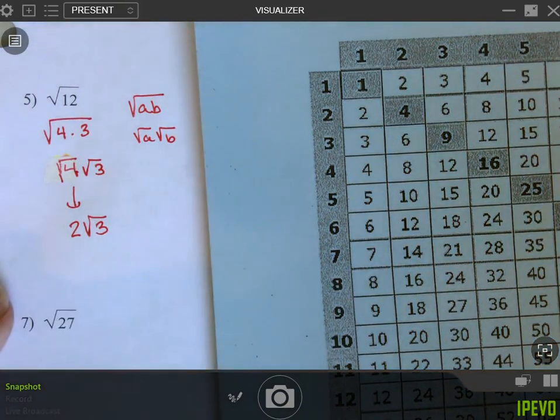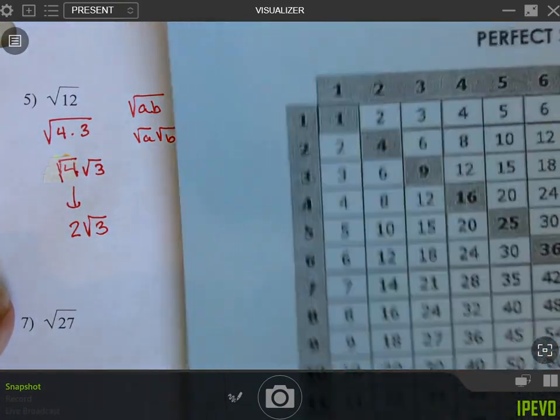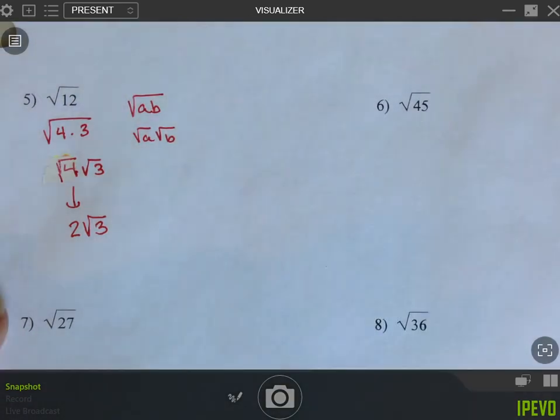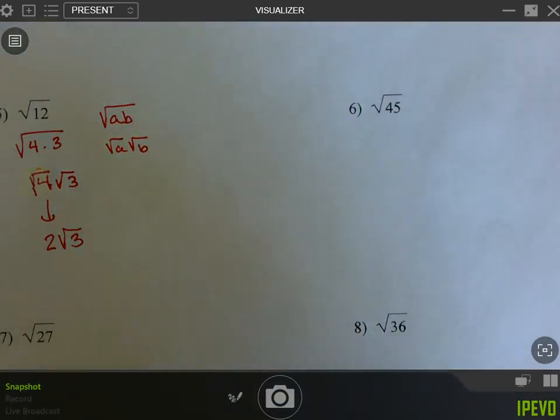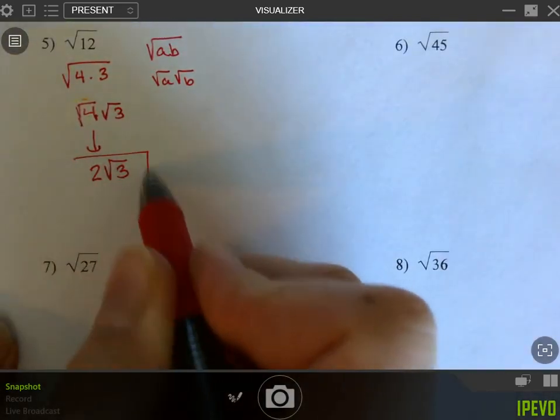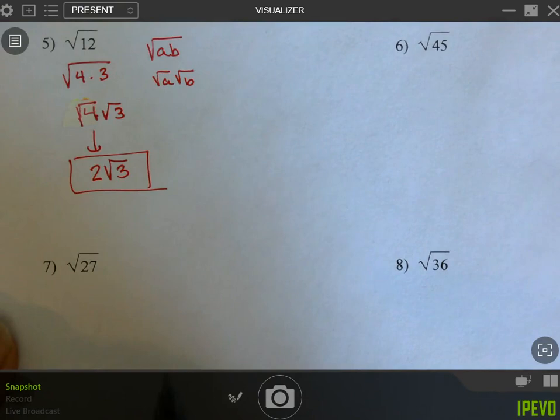Your goal is to find the biggest perfect square. And I think some of you realized you weren't doing that in Delta Math because you had to keep breaking them down. All right, jump back up to number 2, please. So this is your final answer right here: 2 times the square root of 3.